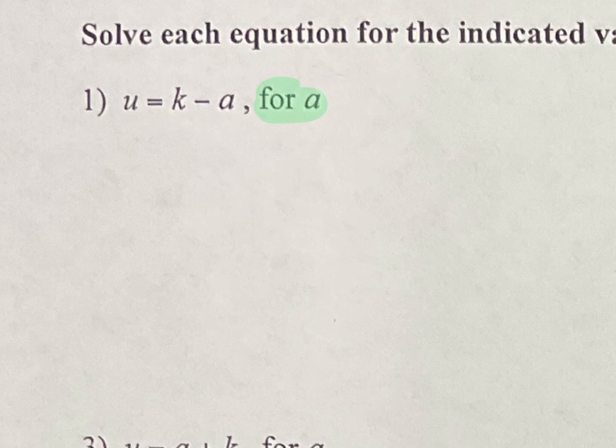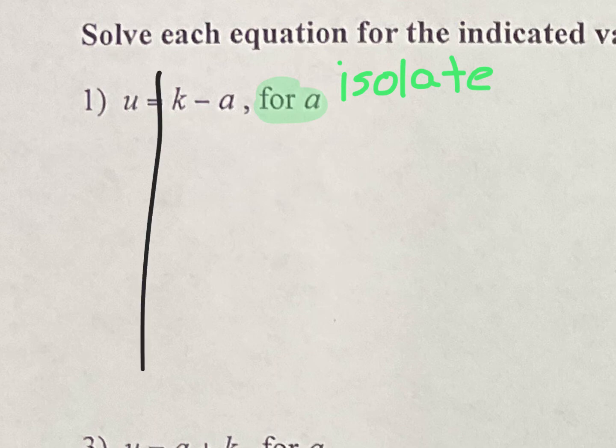It says solve for A. So what that means is that you want to isolate the A. And you're going to do it by using the same strategies that you've been using for months to solve equations, okay? You have to look at one side of the equation versus the other side. And I need to look right here and say to myself, what is sitting there on the same side as the A that is keeping the A from being by itself? There's a K over there, right?